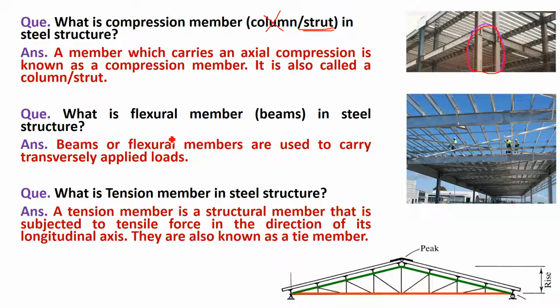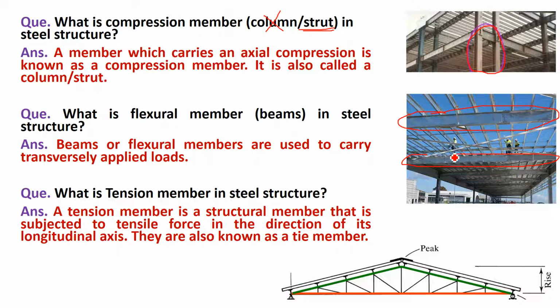What is flexural member in steel structure? Flexural members are nothing but beams. Beams or flexural members are horizontal members which are used to carry transversely applied load. Transversely means vertically downward. If you look at both the figures, these are called as flexural members.